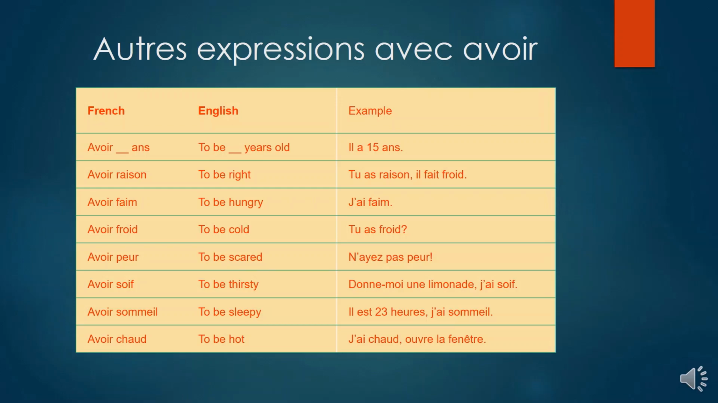Je vais expliquer en anglais. I will explain this in English. Il a 15 ans. He has 15 years. But in English, we'll say he's 15 years old. Because if we use avoir or to have in English with age, it does not make sense. So we have to translate it in a certain way that will make sense. He's 15 years old.